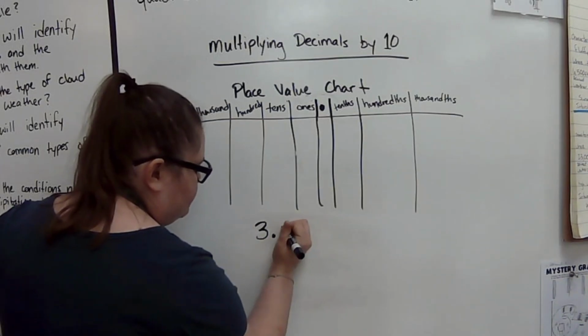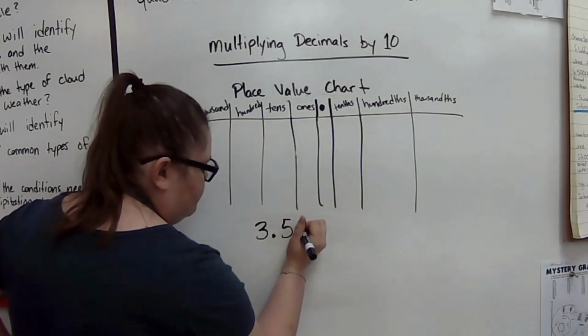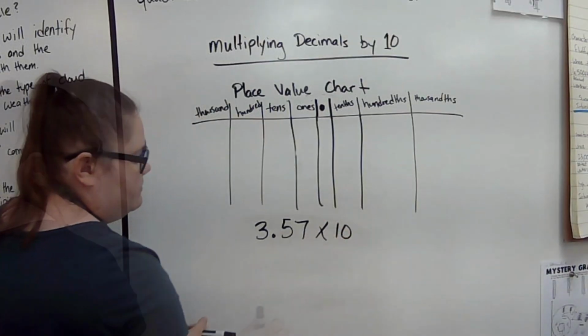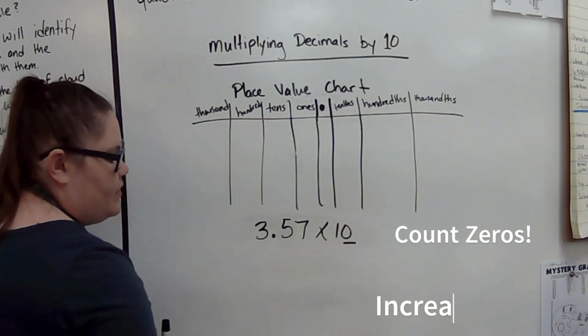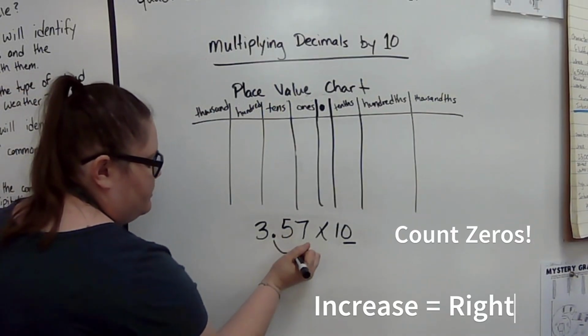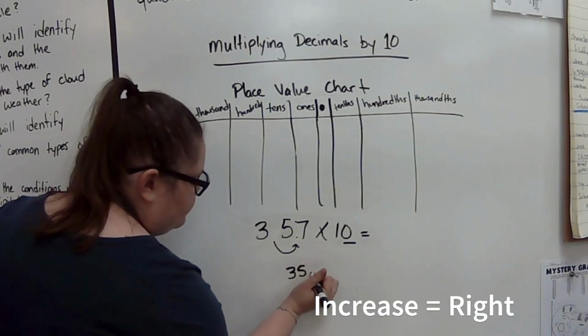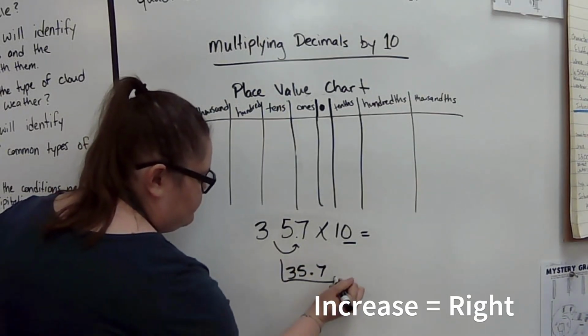Let's try another one. 3 and 57 hundredths times 10. I have one 0, so I need to move my decimal 1 place value to the right. That gives me 35 and 7 tenths.